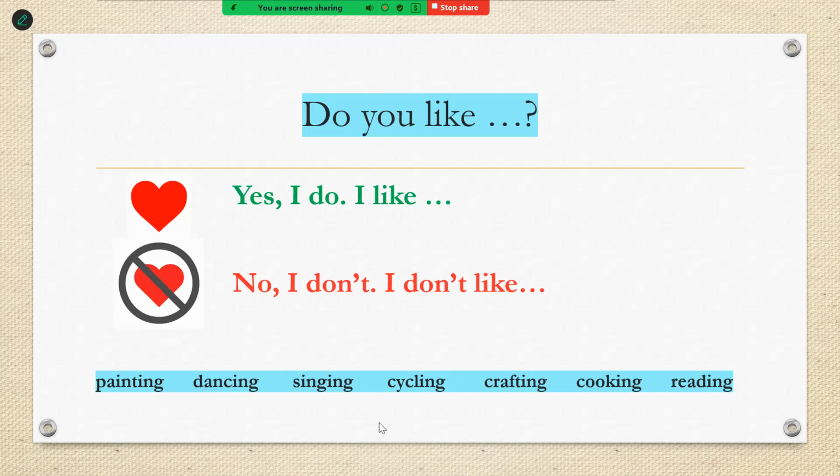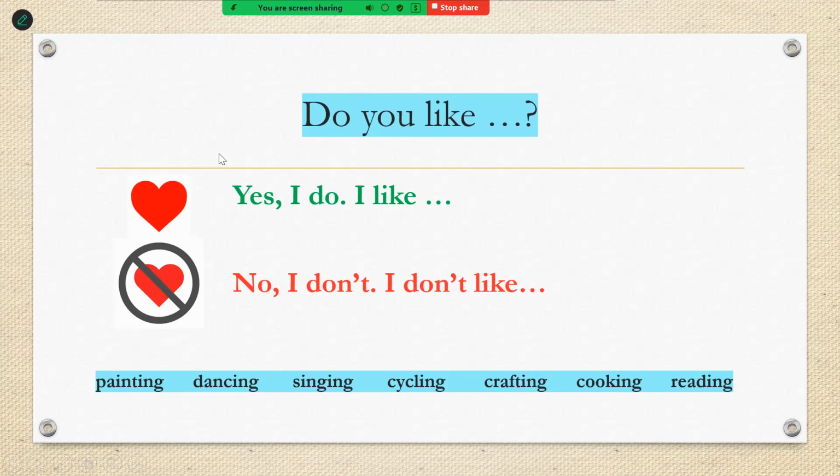Do you like singing? Do you like cycling? Do you like crafting? Do you like cooking? Do you like reading?